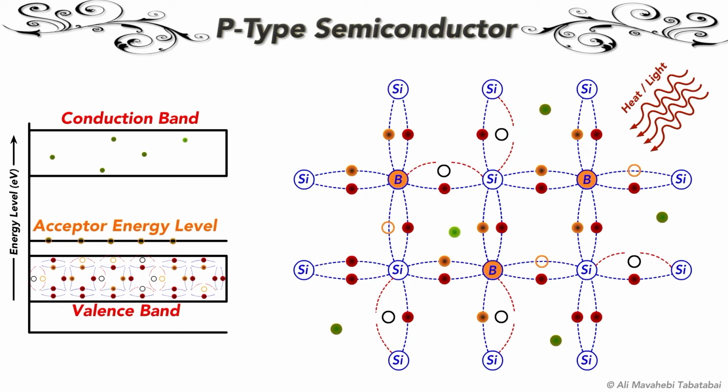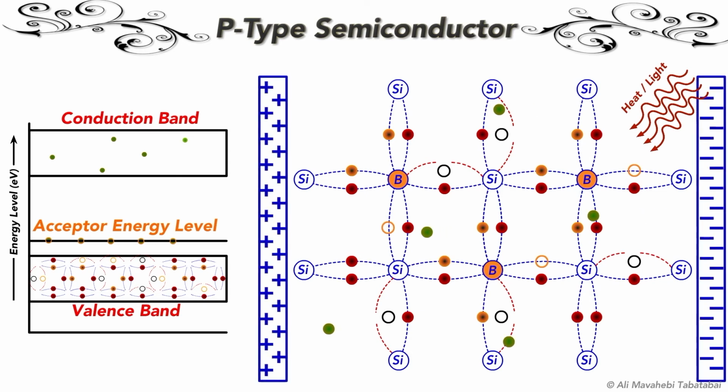If you take a look at the p-type semiconductor on the right-hand side of the screen, you will notice that due to the external electric field, electrons are attracted to the positive plate and holes are gathered near the negative plate. But the number of holes is greater than the number of electrons. This is due to the acceptor impurities.